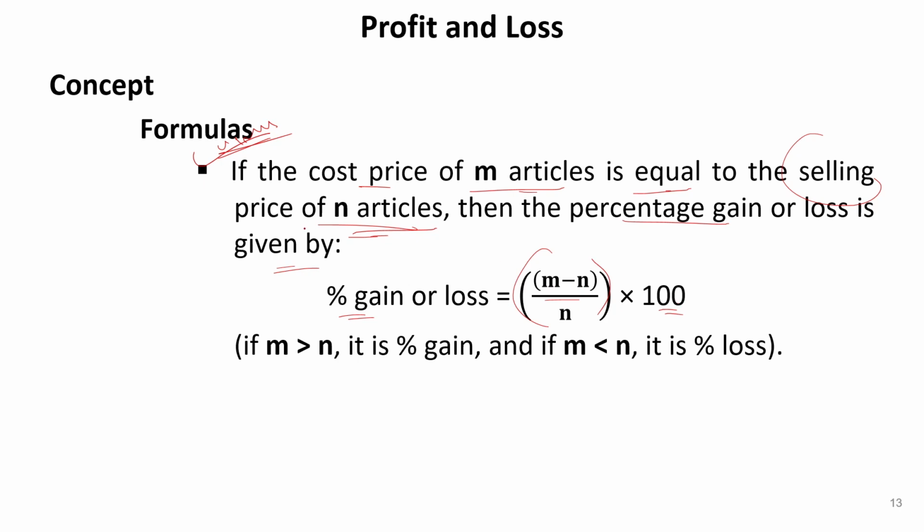Okay, here N is the selling price of N articles, M is the cost price of M articles. Okay, so M articles were bought and N articles were sold. Okay, and the cost price of M articles is equal to the selling price of N articles. Okay, so if M is greater than N, then it is called gain percentage, and if M is less than N, it will be called loss percentage.